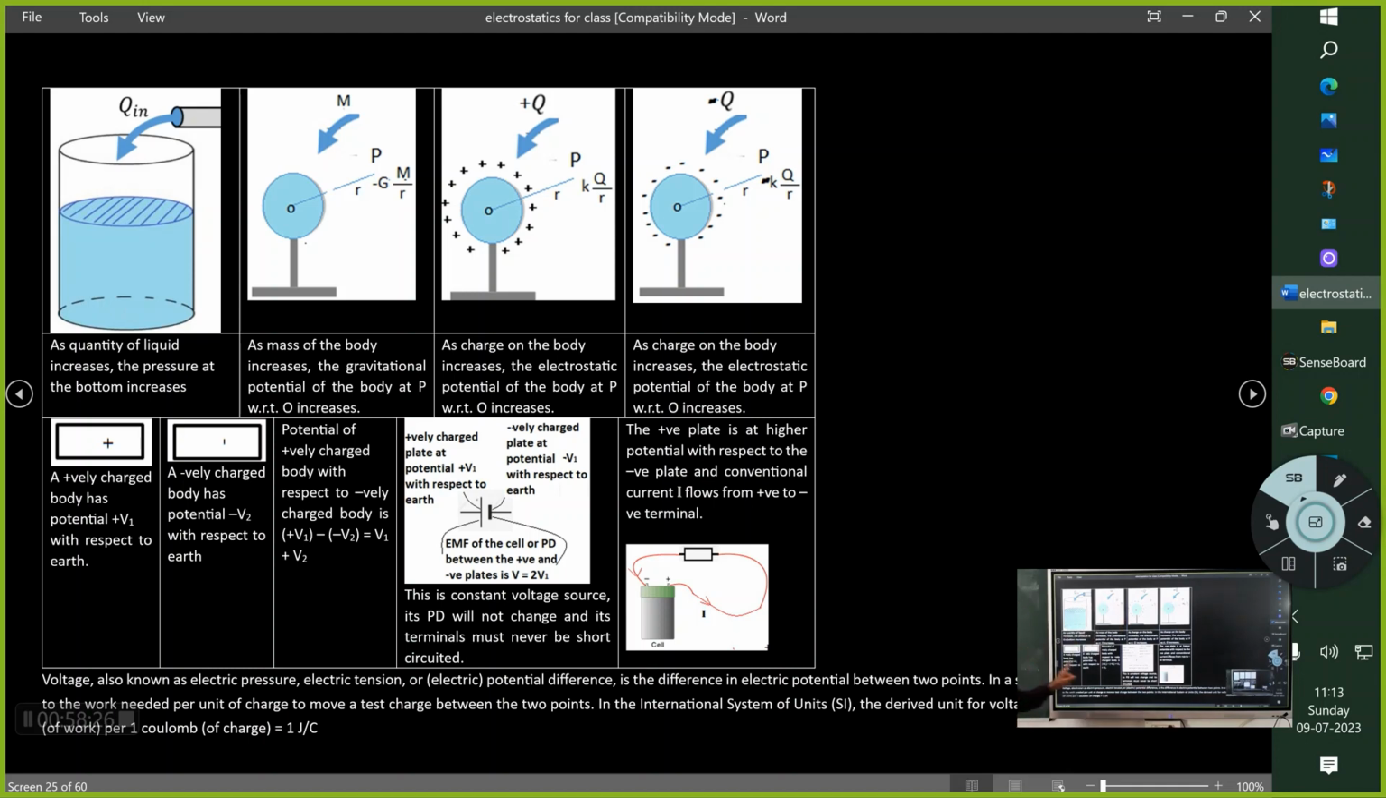Now, if this is a positively charged body, at point P at a distance r, the potential is plus kq by r. If it is a negative body, it is minus kq by r. So all three are similar. Here the level of water is increasing, so the pressure is increasing. Here the amount of charge is increasing, so the potential on the surface is also increasing. Got it?